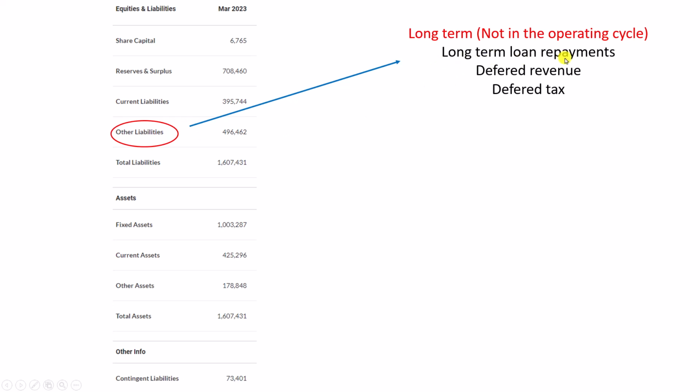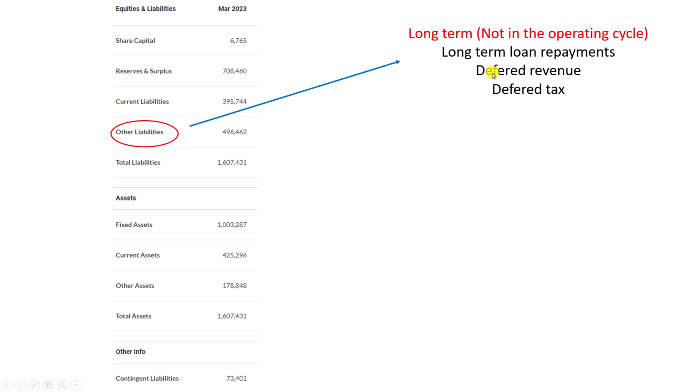Long term loan repayments. If the company has taken a loan and it is for a longer duration of time and the repayment is not expected by the bank in the current operating cycle or in the next year, then it would come under the category of other liabilities. Okay, there are a few more things to be added here, but if I say that, it may confuse you, so I will not explain this in too much detail.